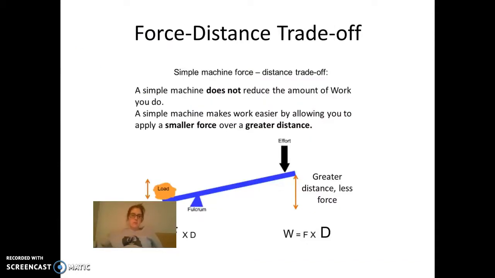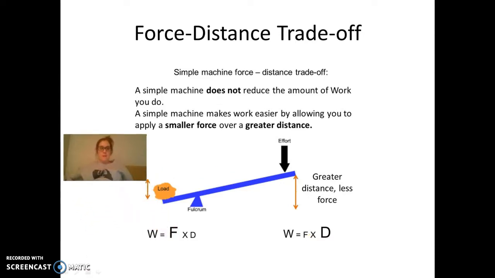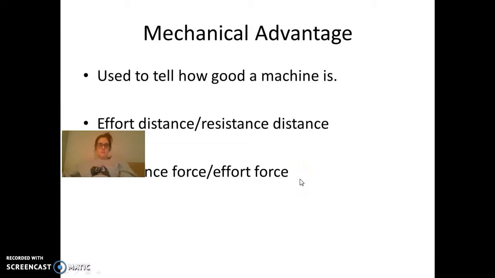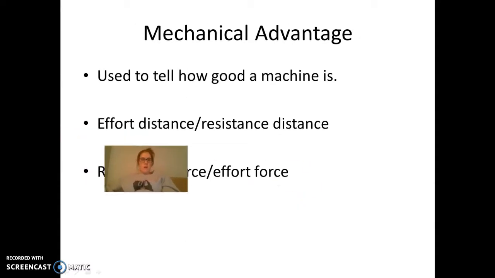Remember that there's a force-distance trade-off. You cannot change your work. So that means all we can change is our force or our distance. So what we do with simple machines is we try to apply a smaller force by moving something a greater distance. So in a lever, that looks like us moving the fulcrum closer to the load to increase the distance of our effort. All right.